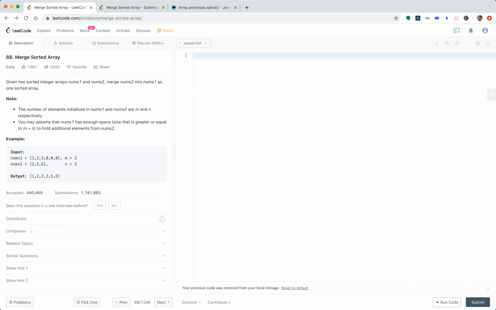Hi everyone. Let's look at number 88, merge sorted array. We are given two sorted integer nums arrays, and we have to merge the second array into the first one. We assume that nums1 has enough space to hold all the numbers. We have done a similar problem, which is merging two sorted linked lists.